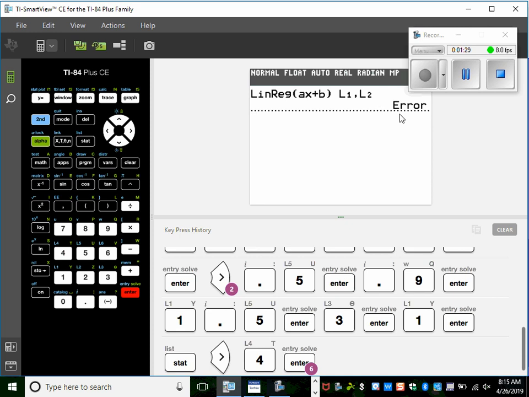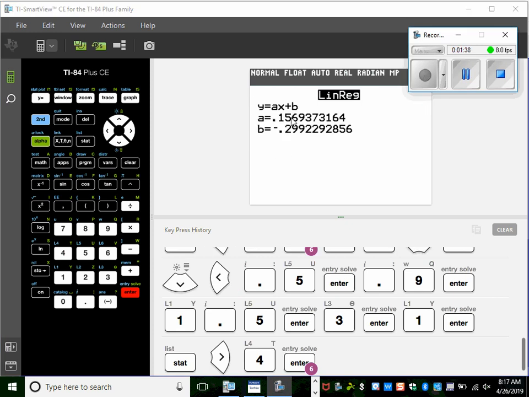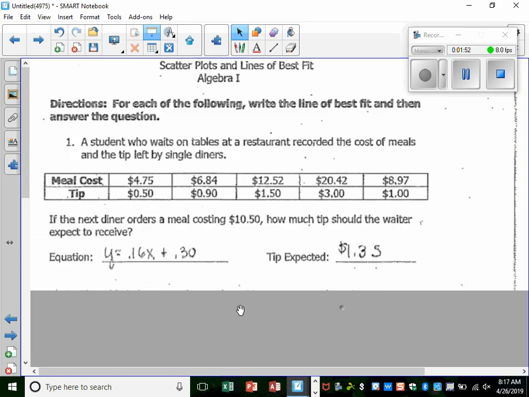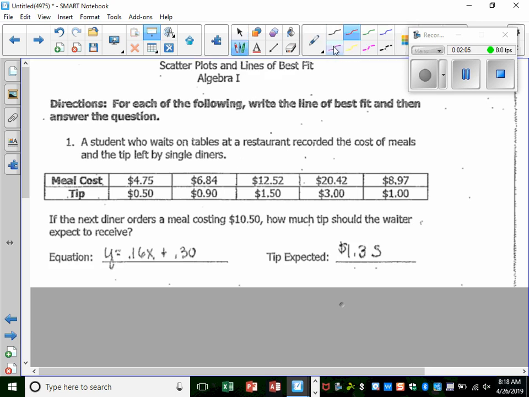I had an error message, so let me go back and check my table. All right, this is the corrected answer. You should have about 0.16 and negative 0.3, if you round to 299. Let me see what I had written down. I wrote y equals with a plus, but was yours a minus or a plus? I think it's a negative, so let me change that.